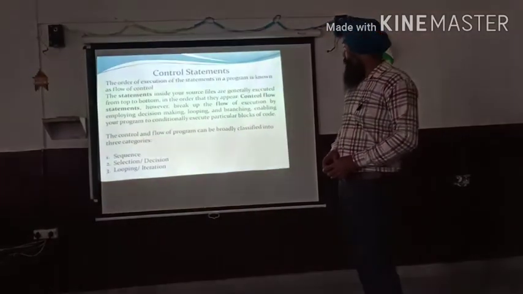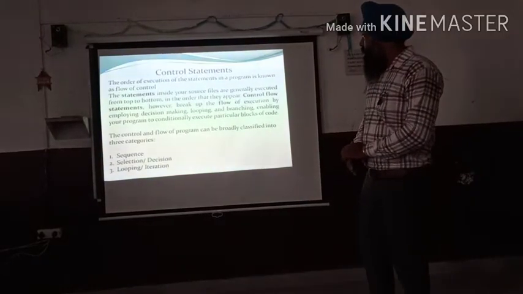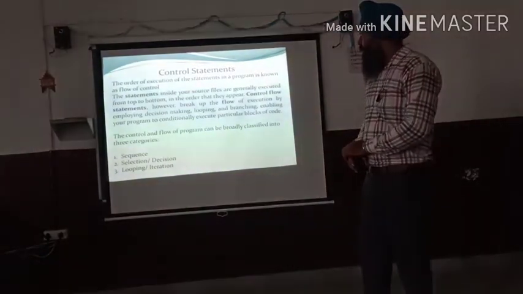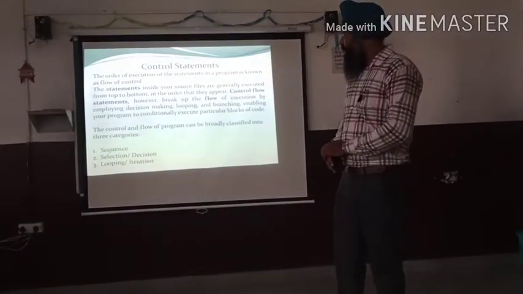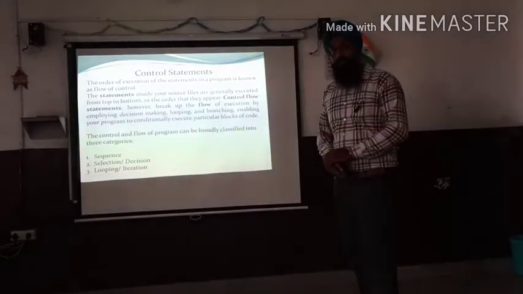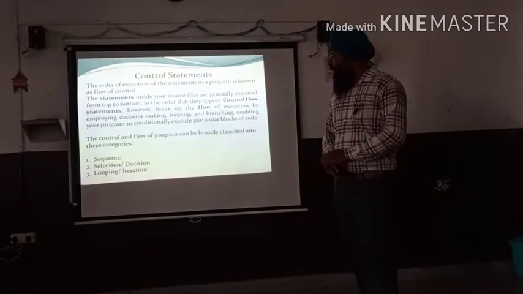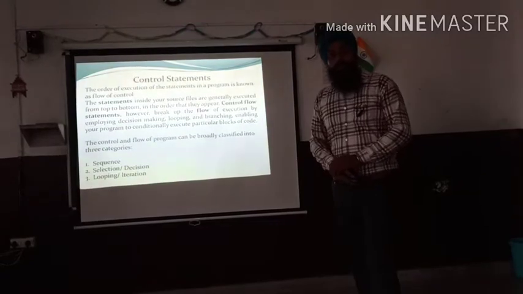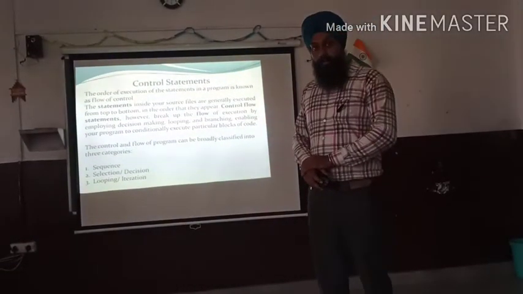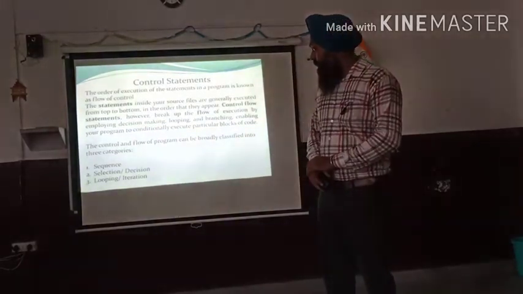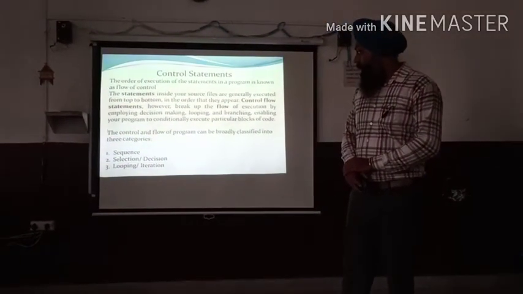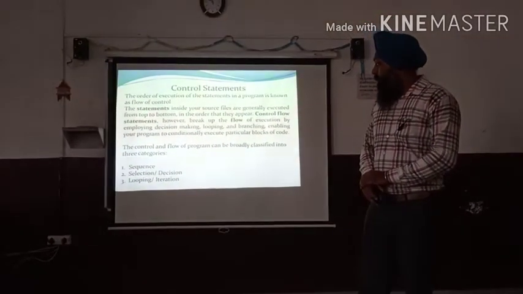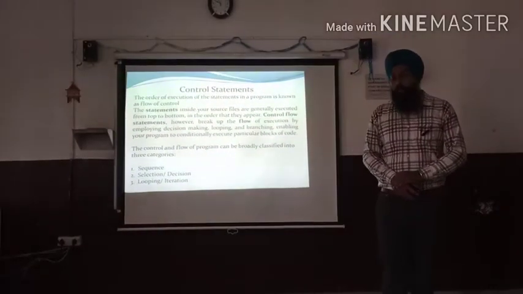But with the help of flow control statements, we can break up the flow of execution by employing decision-making, looping, and branching statements, which enable your program to conditionally execute particular blocks of code. The flow control statements can be classified broadly into three categories. First one is the sequence, second one is selection or branching, and the third category is looping or iteration.